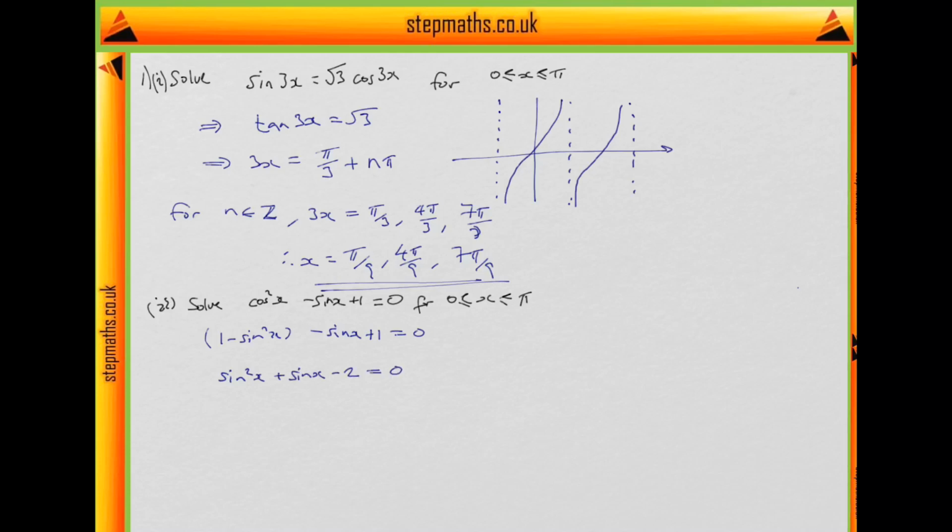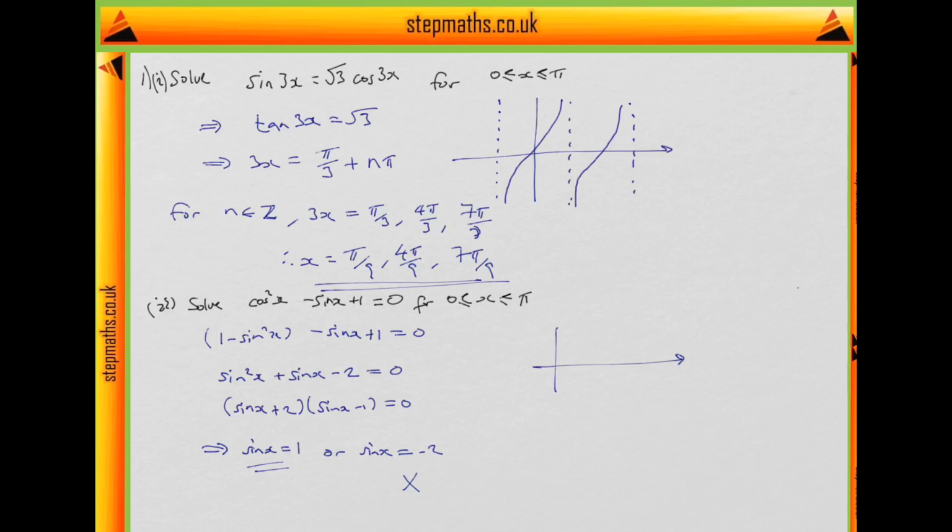We spot this as a quadratic, as always, so we can factorize this as sine x plus 2, sine of x minus 1 equals 0, which implies that sine x equals 1 or sine x equals minus 2. Sine x cannot equal minus 2, so there are no solutions there. So we only have sine of x equals 1, and sine of x equals 1 has only one solution in the range of 0 to pi.